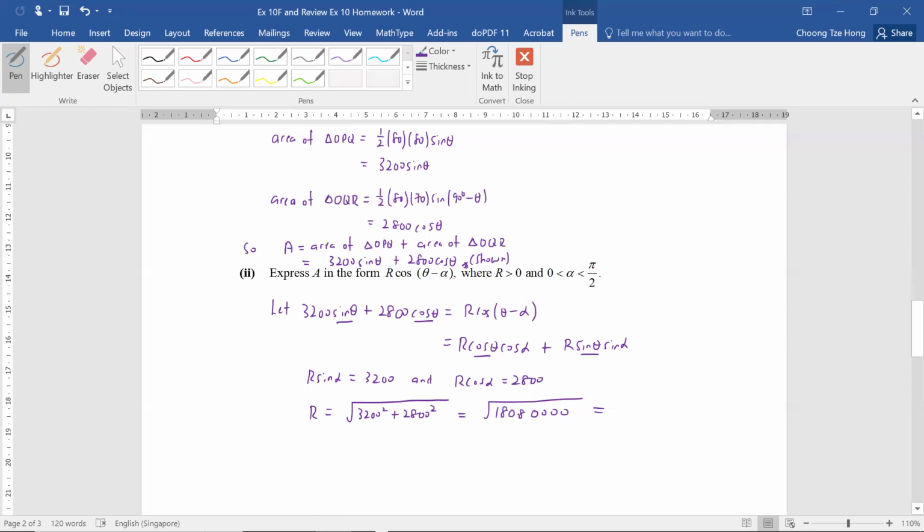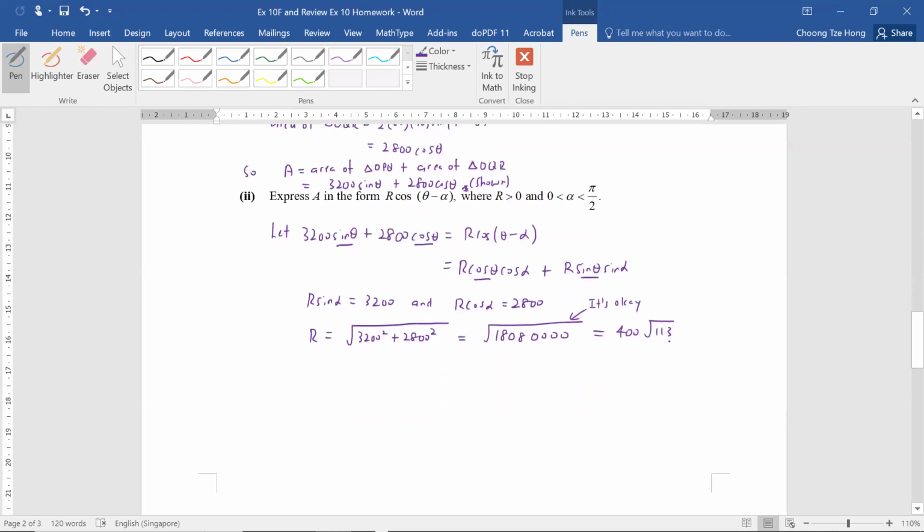But if you take the time to simplify, you can actually simplify to 400 square root 113. But as I mentioned, it's okay to leave it in this form, because this number is really very big. It will take quite some time for you to figure out what is the perfect square inside here to simplify this step. All right.